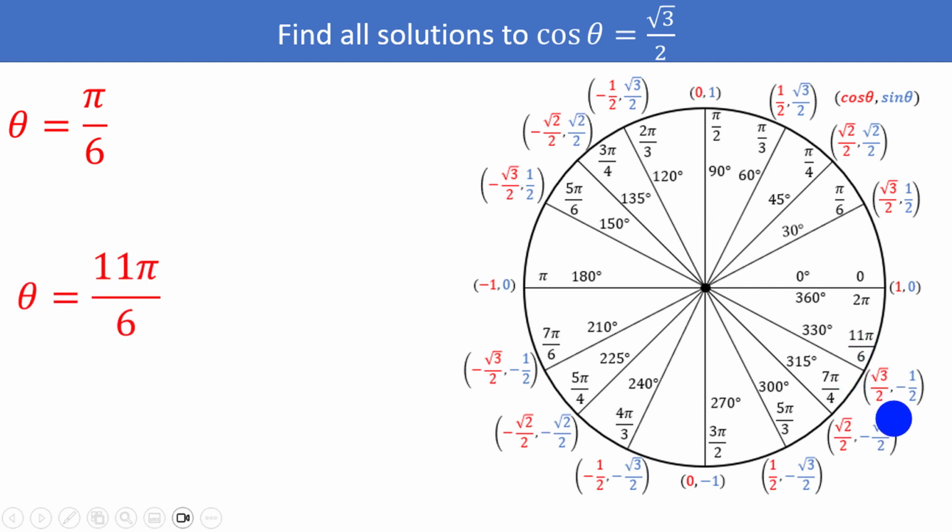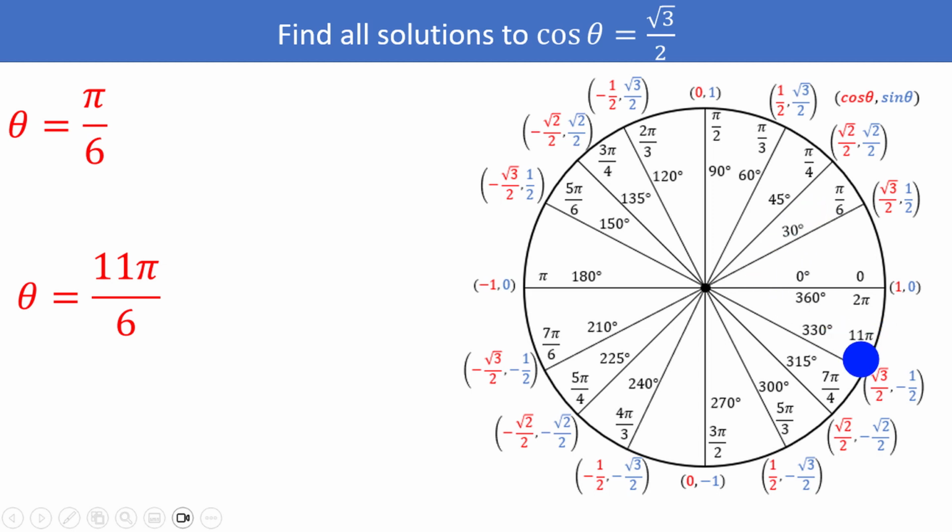Okay, but we're not limited to just those solutions. We could go many times around the circle. So if we added 2 pi to either of these, we would be at a coterminal angle that gives us the same output for cosine. If you added 2 pi to pi over 6, you'd be adding 12 pi over 6, and you'd be at 13 pi over 6. That would be another solution. You could do the same thing for 11 pi over 6.